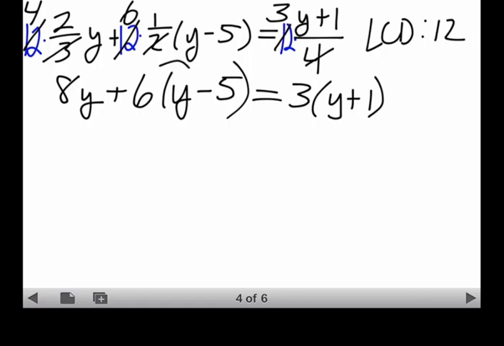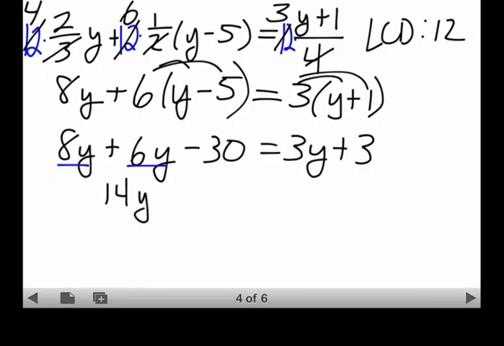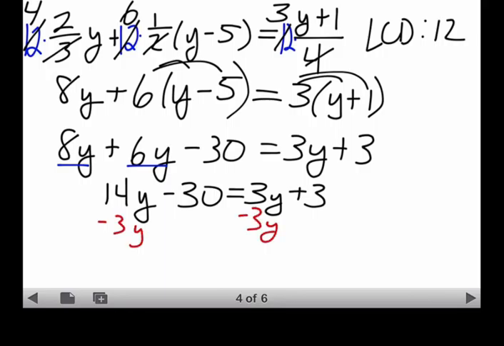At this point, we're going to distribute in both sets of parentheses here, and so 8y plus 6y minus 30 is equal to 3y plus 3. Now I have like terms on the left hand side, 8y and 6y, they add to 14y, and we have minus 30 is equal to 3y plus 3. Now I'm going to subtract 3y from both sides. We'll end up with 11y minus 30 is equal to 3.